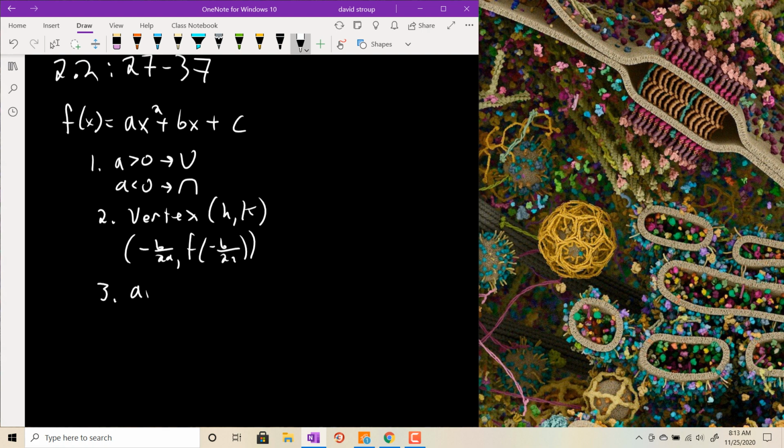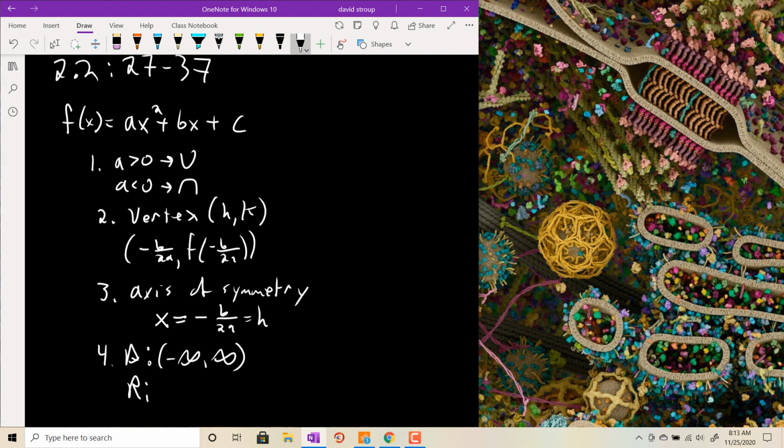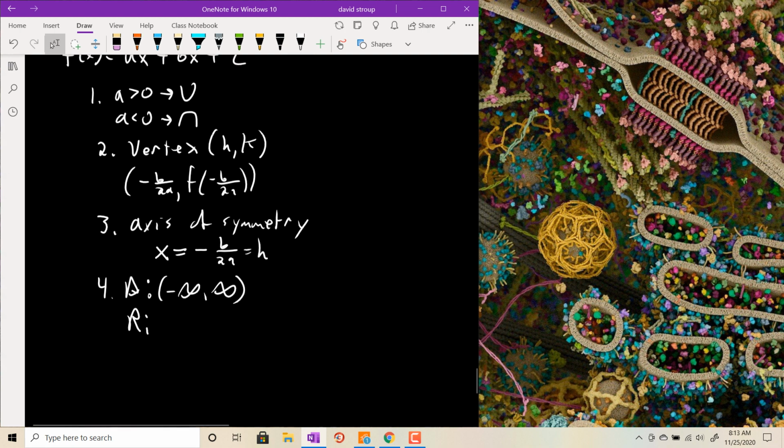The axis of symmetry will just be where x is equal to the h coordinate of the vertex. So it'd be negative b over 2a, or if you'd rather, h. The domain and range. The domain is always negative infinity to infinity. And then the range depends on the type. If it's concave up, it'll start at the y coordinate of the vertex and go to infinity. If it's concave down, it'll go from negative infinity to the y coordinate of the vertex.